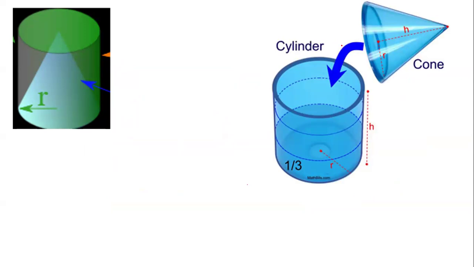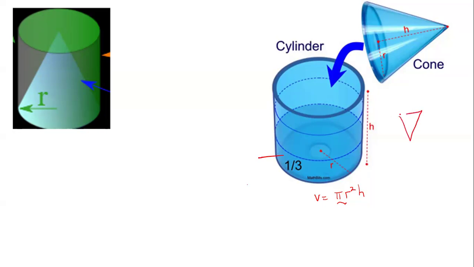Now, when it comes to a cylinder, you know that the volume of a cylinder is given by pi r squared h. That's how we get the volume of this cylinder, whereby pi r squared is the circle we have, then h is the height. But a cone occupies just a third, or one out of the three parts, of the whole cylinder.